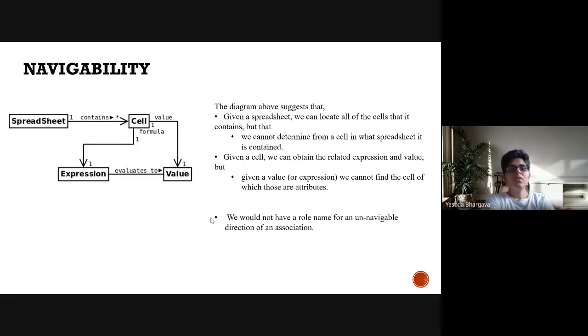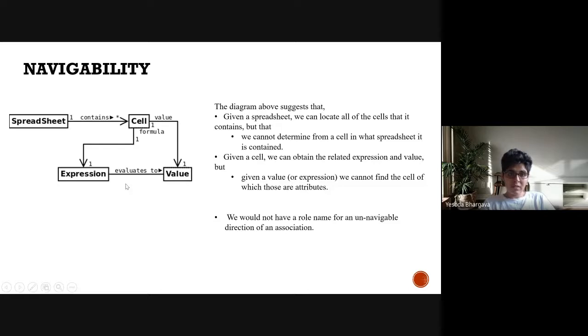So there is something called navigability. When we talk about unidirectional association, we cannot forget about navigability. Navigability suggests that given a spreadsheet in this particular example, you can locate all the cells that it contains. But given a cell, it is difficult to determine what spreadsheet it is contained in. So that is why the direction of association is unidirectional. This is what it means.